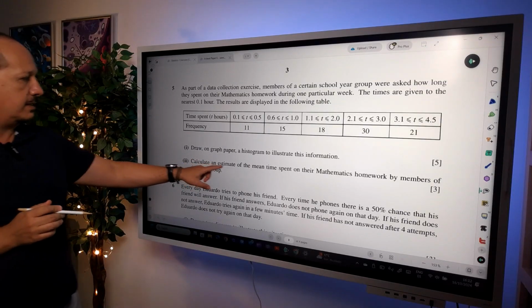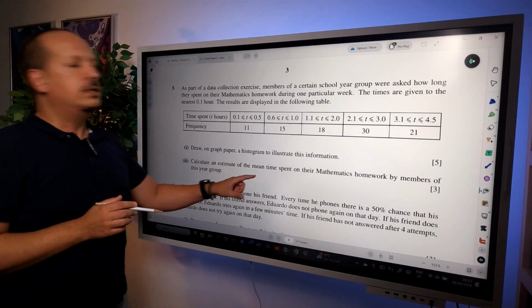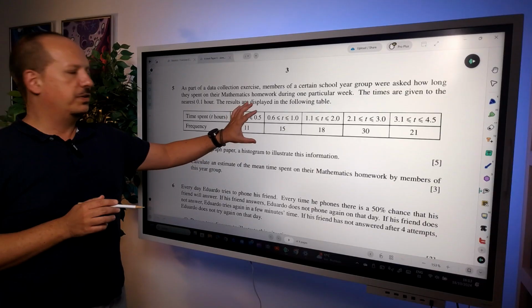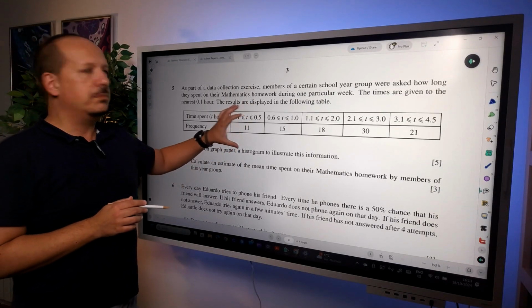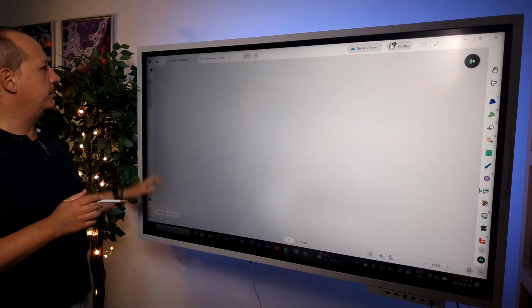And I can see that they want me to estimate the mean time. Yes. So in order for me to apply the formula to get the mean time out of this type of graph, I need to get the mid value. So I need to complete this table before actually answering the questions. That's what I did over here.